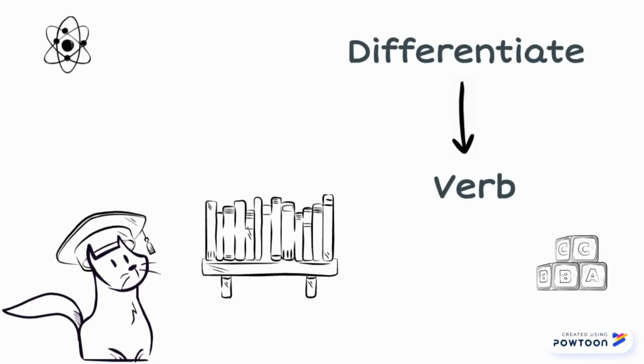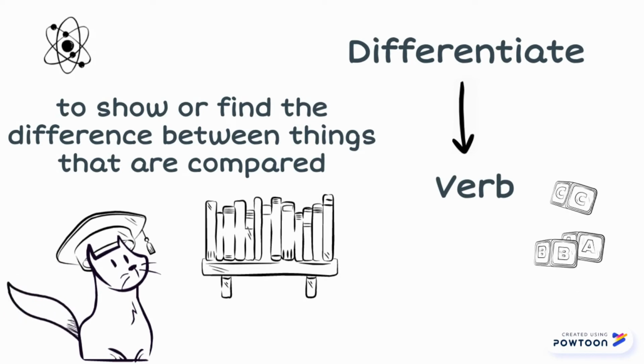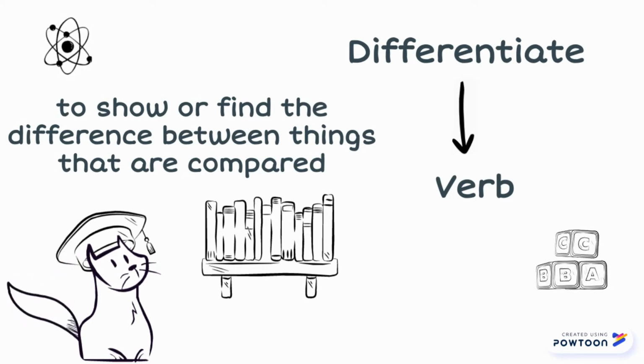And the last is differentiate. Differentiate is a branch from difference. Differentiate in sentences can be used as a verb. The function of differentiate is to show or find the difference between things that are compared.